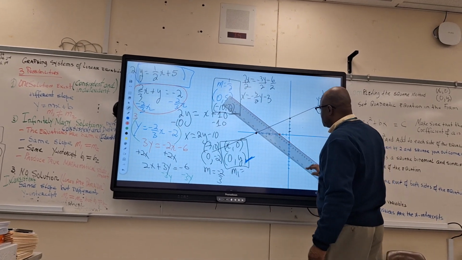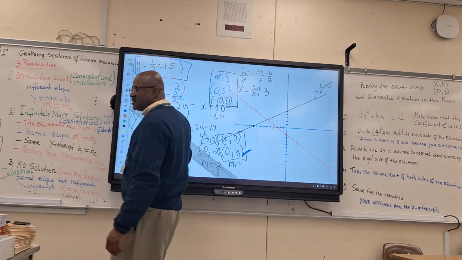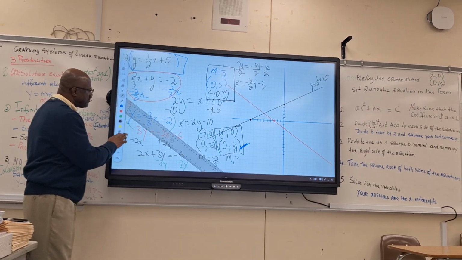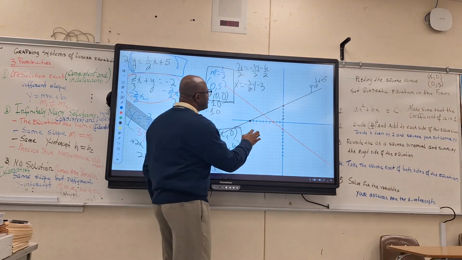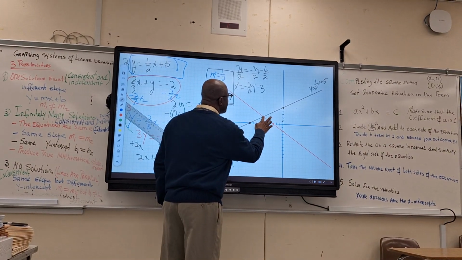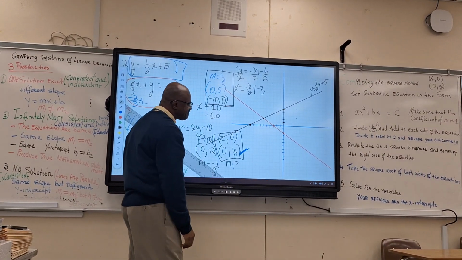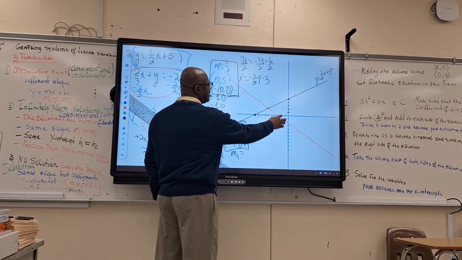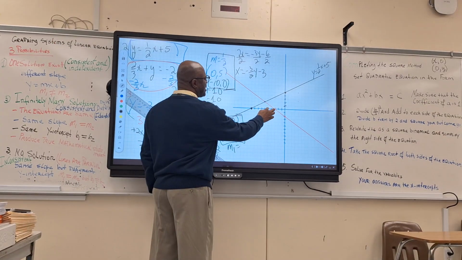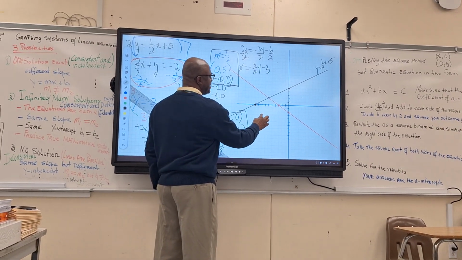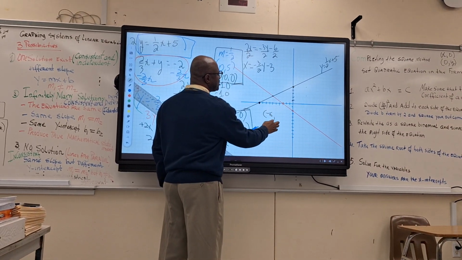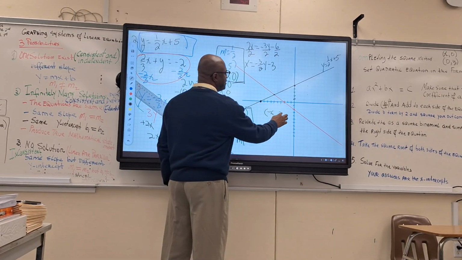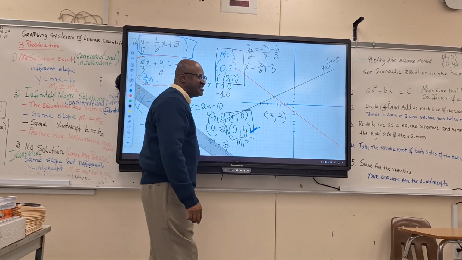And as you can see, they intersect. Your goal is to determine the point of intersection here. Do you know what point that is? We can count: negative 1, negative 2, negative 3, negative 4, negative 5, negative 6. When x is negative 6, what is y? 2. That is the solution of the system.